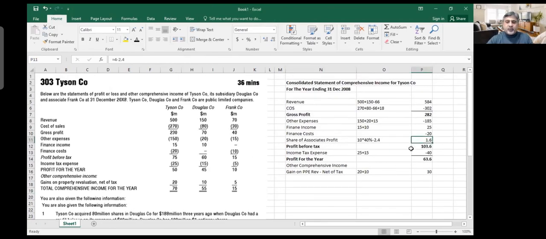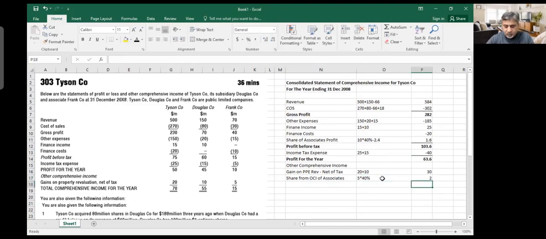I get profit before tax. Then I pay tax expense, whatever it was. Profit for the year is 63.6, and then other comprehensive income. I also need to show the OCI part of that Frank, let me call it share from OCI of associate. So how much is OCI? Frank's OCI is 5, and from this 5, I take my 40%, which makes 2 million. So I add this 2 million here as well.